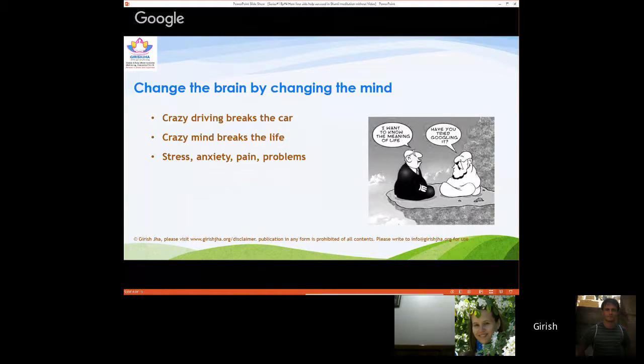This is like a crazy driver breaks the car, and the crazy mind breaks the life, and you result in stress, anxiety, and problems.